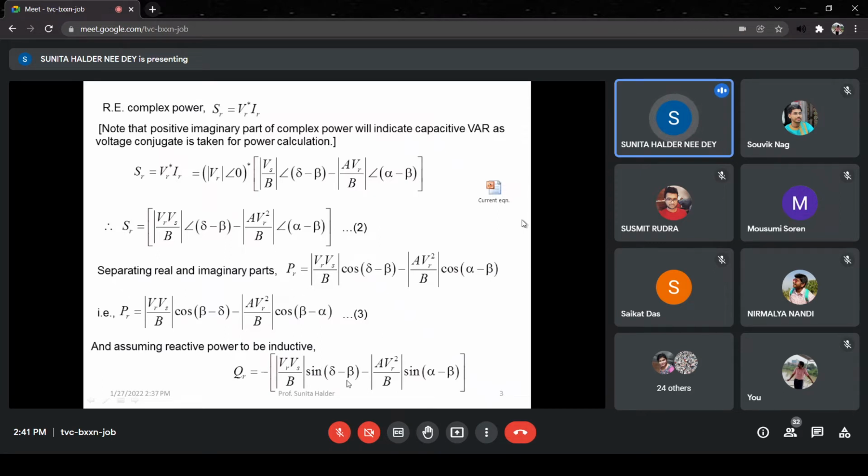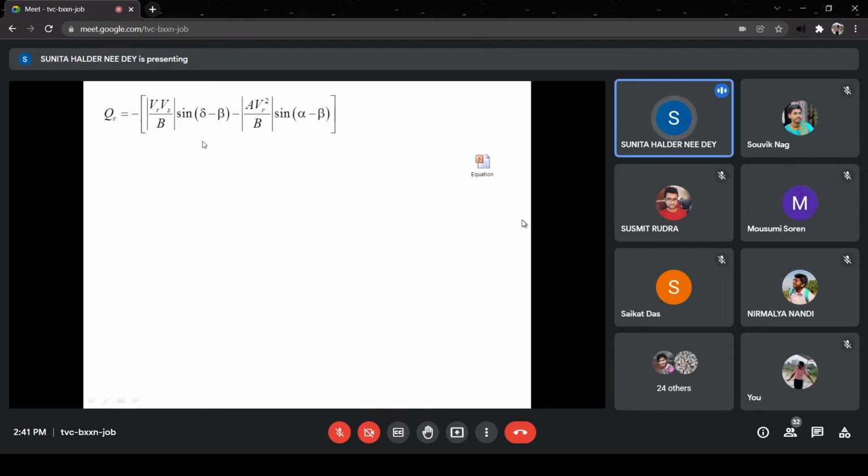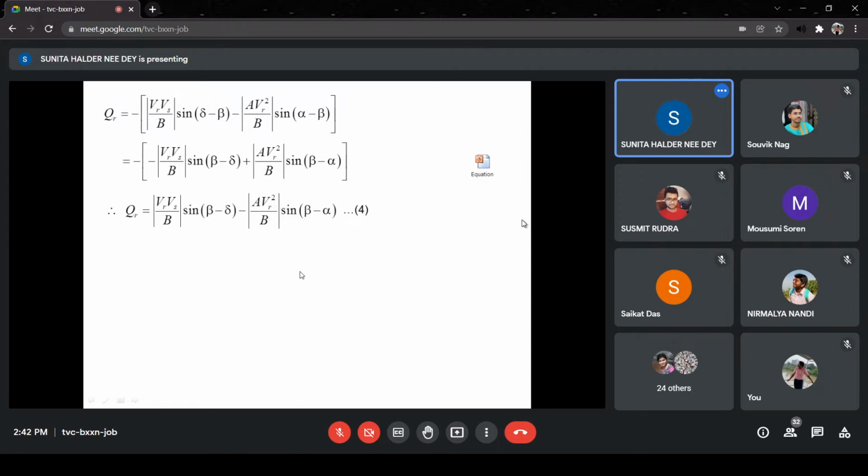Similarly, the imaginary part we can write in this way. If we want to write the imaginary power in inductive form, then we must take the negative imaginary part, because a positive imaginary part will be the capacitive. Negative means we are writing it in inductive form, so that's why it is negative. Now again, if we put beta minus delta instead of delta minus beta, then it will be like this. It is nothing but mathematical manipulation. So finally, this will be the expression of QR.